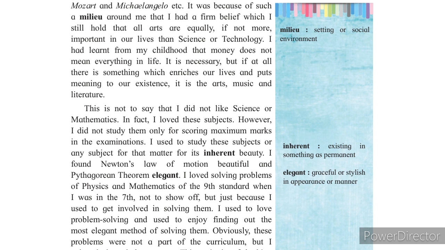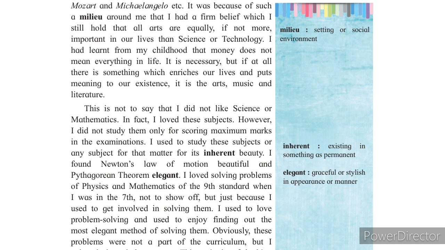It was because of such a milieu around me that I had a firm belief, which I still hold, that all arts are equally, if not more, important in our lives than science or technology. The writer thought that all the arts and subjects are equally important in life, considering the setting that was around him. The word milieu means a setting or social environment in which he had his upbringing. That's why he said that all the subjects have equal importance, like science and technology.